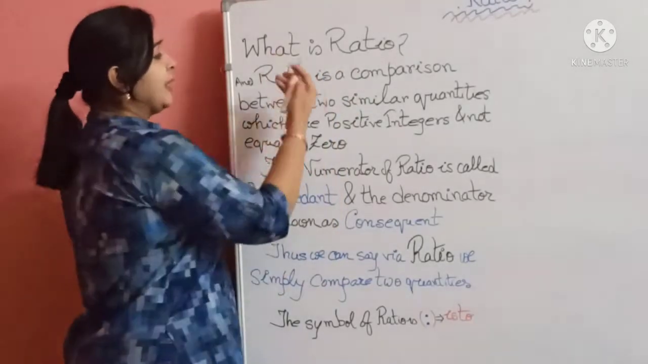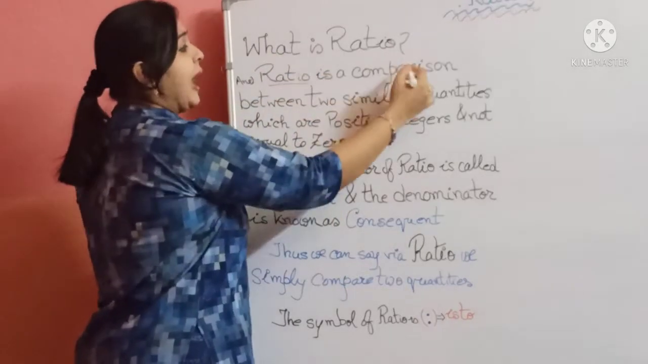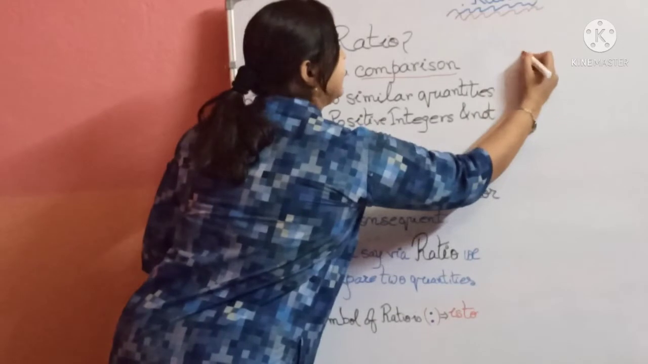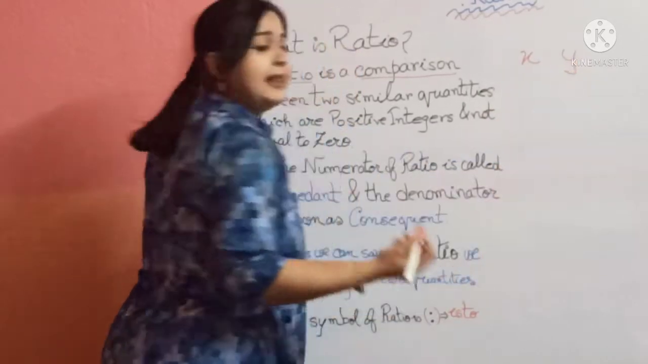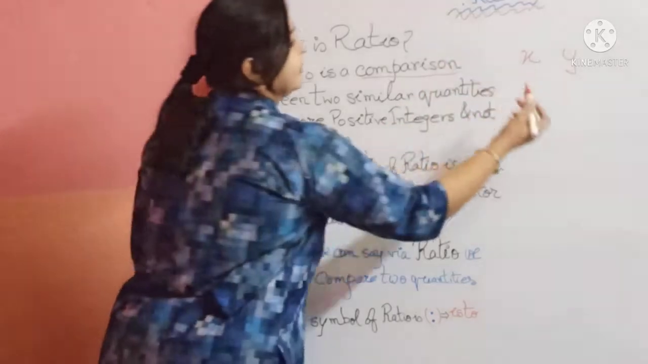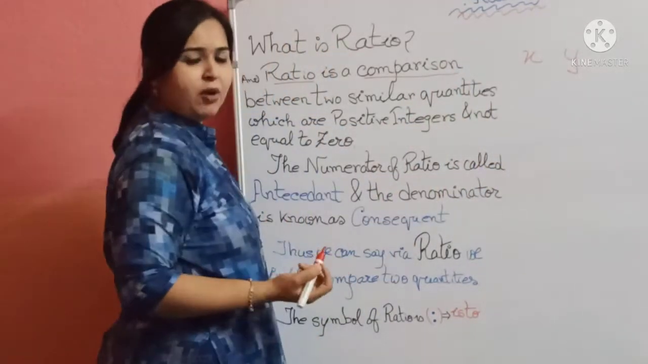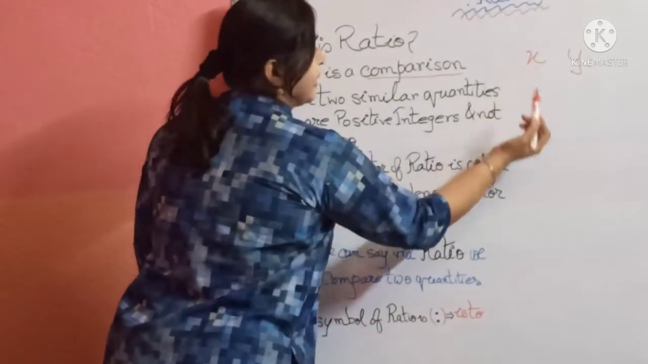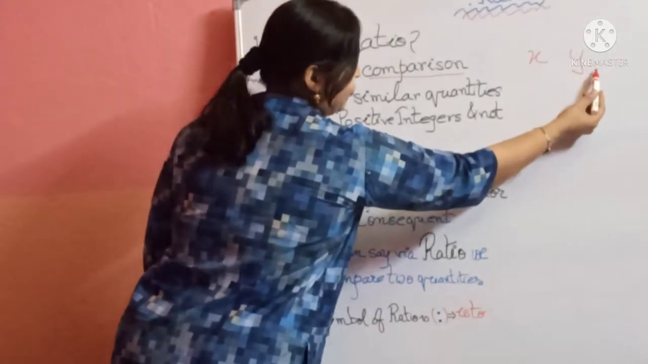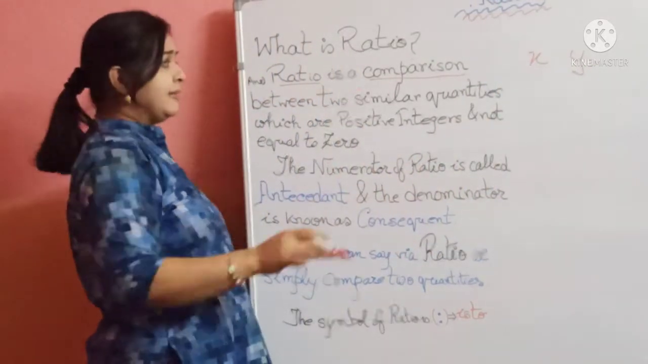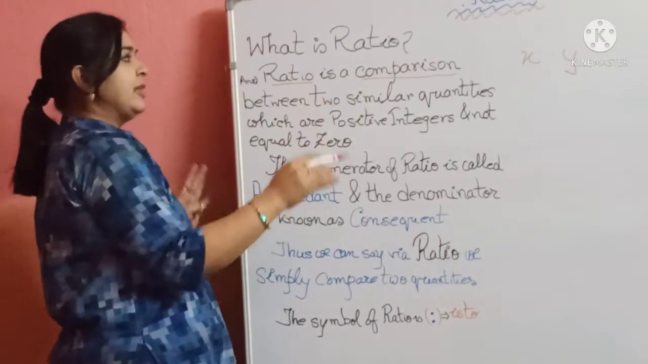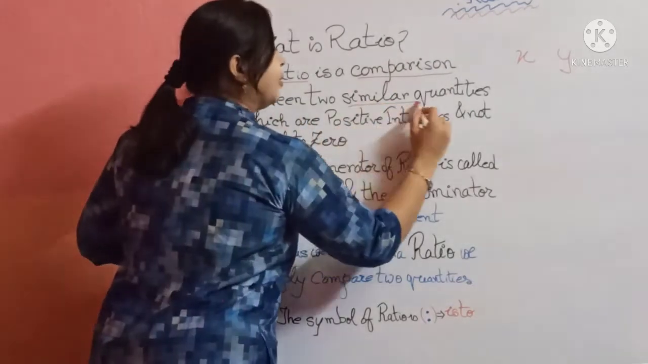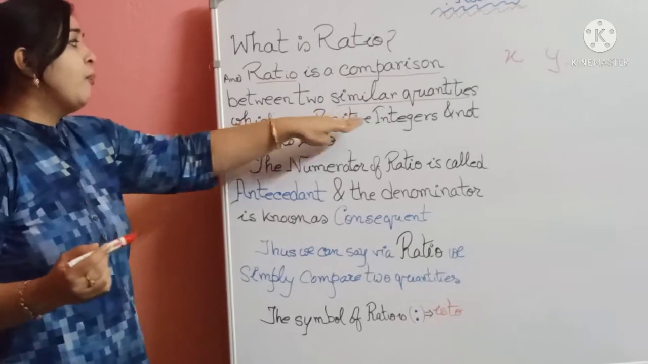Now understand what I am saying. Ratio is a comparison. That means you are comparing two products. There is X and Y. They are the same thing. Let's consider that it is X number of toffees and Y number of toffees. I have given you X number of toffees and another Y number of toffees. So this shows that there are similar quantities. We are doing comparison between similar quantities and with positive integers.